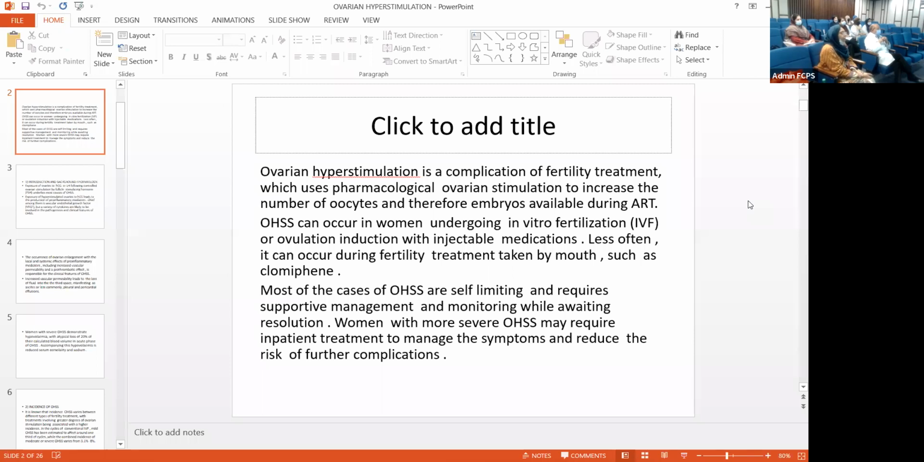Most cases of ovarian hyperstimulation syndrome are self-limiting and require supportive management and monitoring while awaiting resolution. Women with more severe OHSS may require inpatient treatment to manage the symptoms and reduce the risk of further complications.